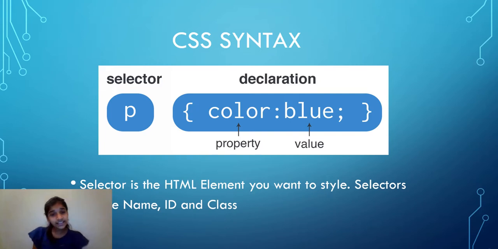And the selector is any HTML element which you can style. Selectors can be the name, the ID, or the class. Over here, the property is color and the value is blue. Instead of the property color here, we can also have many other properties like font size, font family, background image, background color, etc. So let's try this out now.